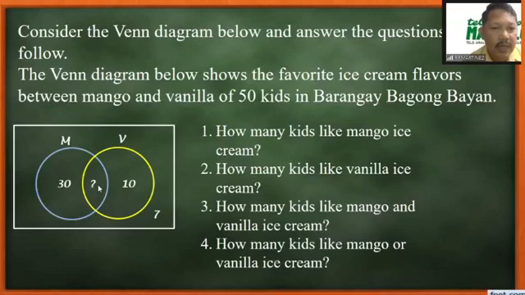Okay, so here from the chat box, 13. Okay, very good. So our intersection here is 13. Okay, we add 30 plus 13 is 43. Plus 7 is 50. Okay. Our answer here, class, is 3. The intersection is 3. Okay, and then how many kids like mango ice cream?